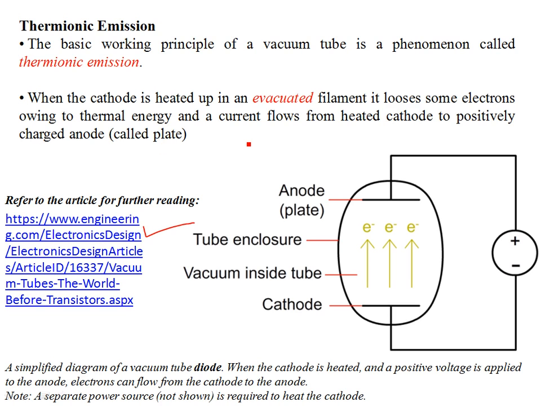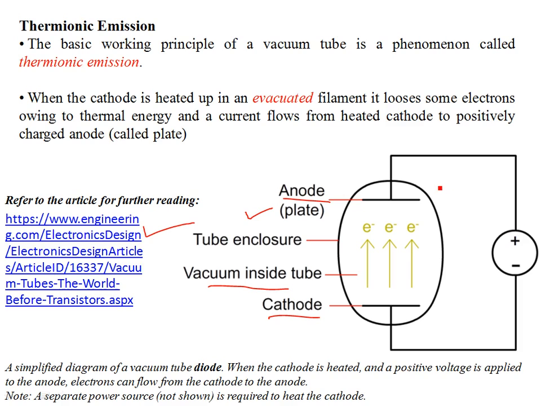So the basic concept of a tube is that it consists of two elements, first of all, just like a diode. So there is a cathode and then there is an anode. The anode is called the plate of the tube, and this is an evacuated filament. There is a vacuum inside.